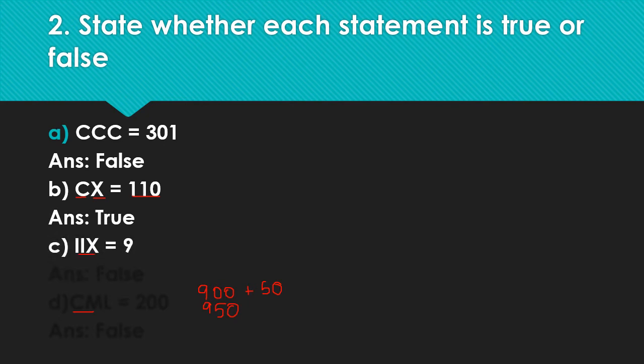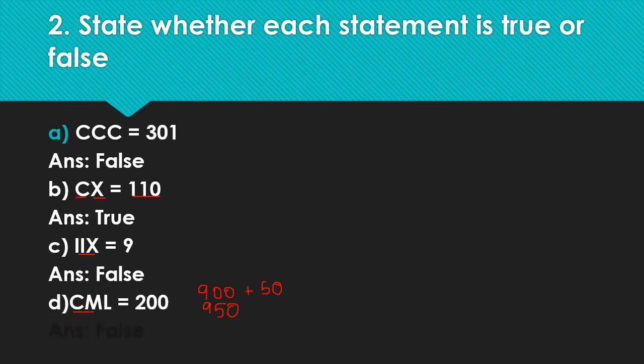Next, IIX equal to 9. Two smaller numerals and one greater numeral. Whether it is true? So you can have only one smaller numeral, not two smaller numerals before a greater numeral. So this is not correct. IIX is not correct. You can have only one smaller numeral before a greater numeral. So it's false.